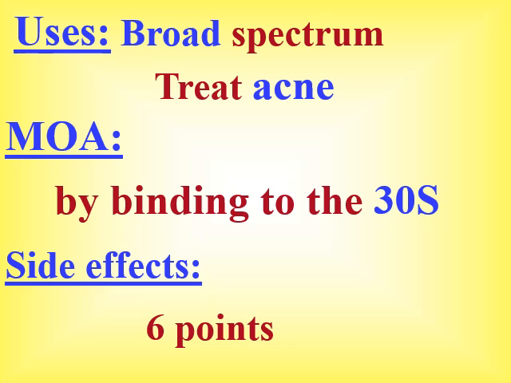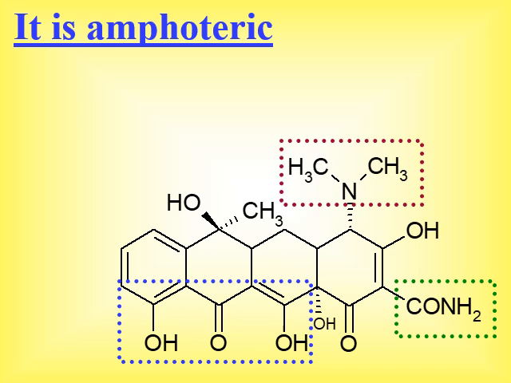Number 5, it causes deposition in bone and teeth during calcification in growing children. Why does tetracycline cause this deposition? Because they cause chelation with calcium, so they cause discoloration and hypoplasia of teeth. The 6th point here, if you take an outdated or expired tetracycline, it can cause renal damage. These are the 6 points side effect of tetracycline.